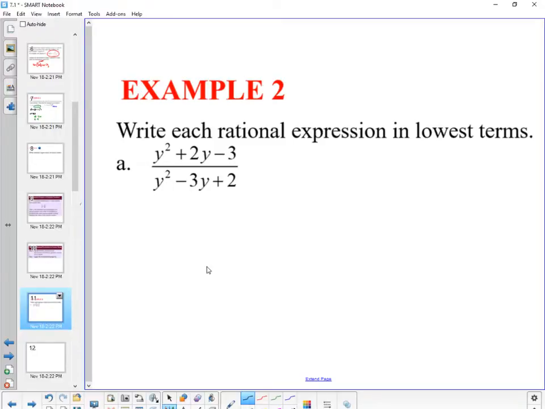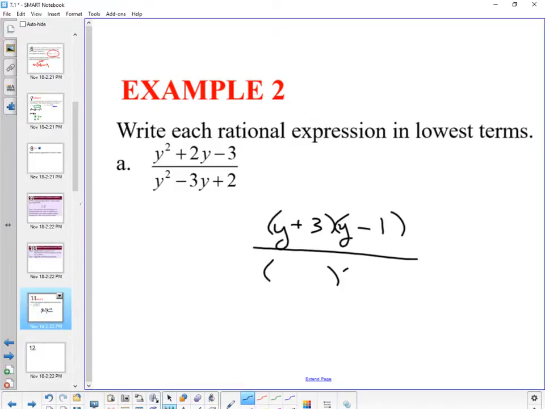Here's what I'm going to do. I'm going to factor the top and the bottom. So, I'm going to start with the numerator. Two numbers that multiply to 3 and combine to 2. It would probably be 3 and 1, right? Where this is positive and this is negative. You guys see that? Okay, so now I'm looking at the denominator. I'm going to factor the denominator. Two numbers that multiply to 2 but combine to 3. A 2 and a 1, right? They're both going to be negative in this case.